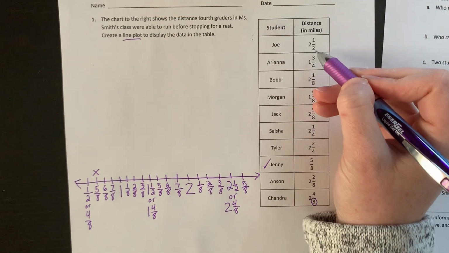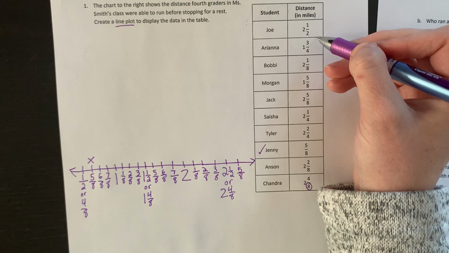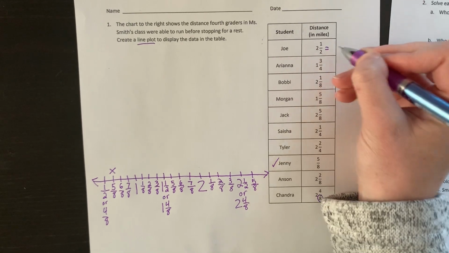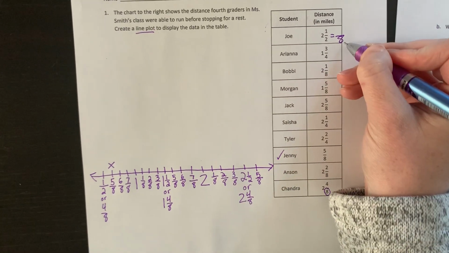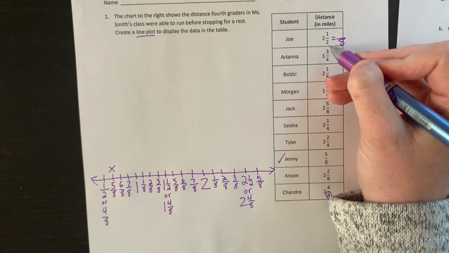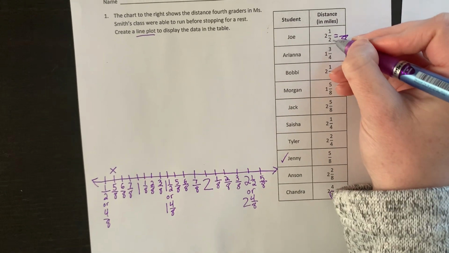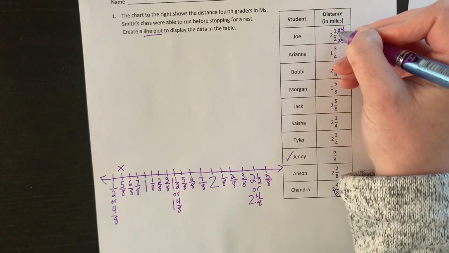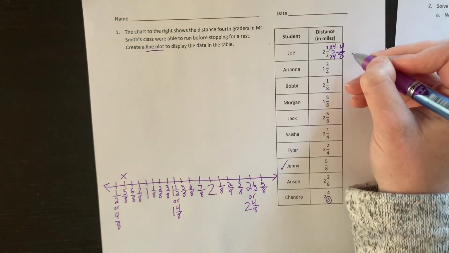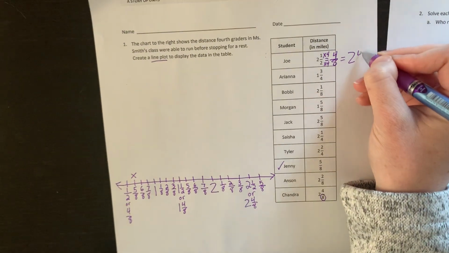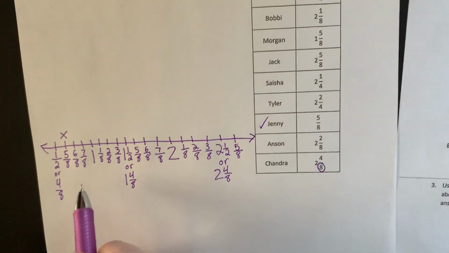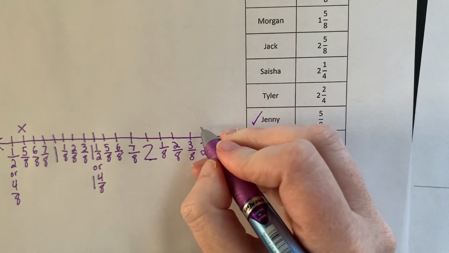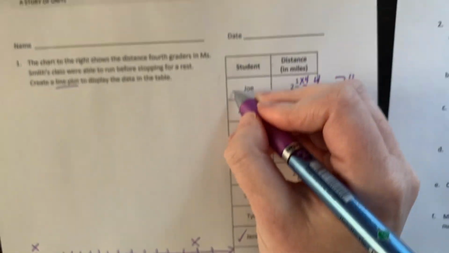So I'm going to start with Joe, and I see 1/2, and that's not into the equivalent fraction of eighths yet. So I'm going to take 1/2, and I have to find the fraction that it's equal to with an 8 on the bottom. So I'm going to figure out what's 2 times what equals 8. 2 times 4 equals 8. So if you multiply the bottom, you got to multiply the top. 1 times 4 is 4. So Joe ran 2 and 4/8. I'm going to look on my line plot, and I'm going to 2, and then I'm going to 4/8, and I'm going to make an X. So Joe is now done.